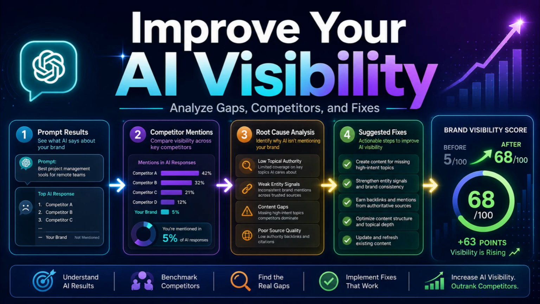Possible reasons include: your website does not clearly explain your category. There are not enough third-party mentions of your brand. Your competitors have stronger content and authority. Your brand name is too new. Your positioning is too broad or unclear. In this case, your first job is to strengthen your entity and category signals.